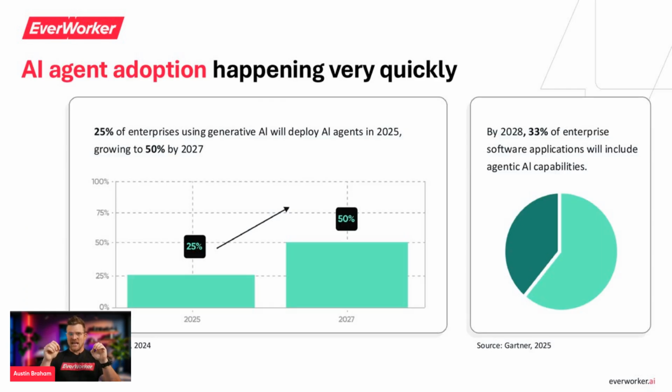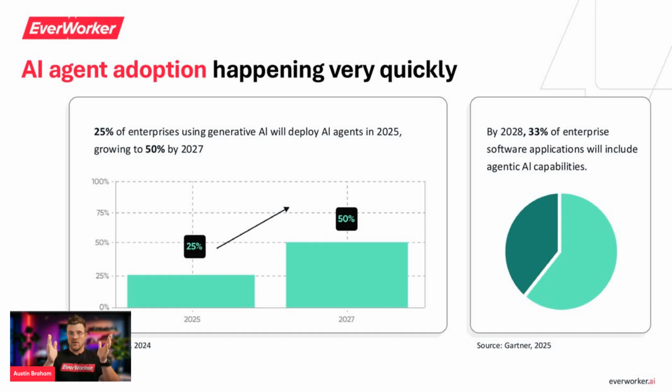When it comes to AI agent adoption, agentic AI agents have generally been theory for the past couple of years. It's only been in the last year or so that we've been seeing real increases in real use cases of agentic AI.